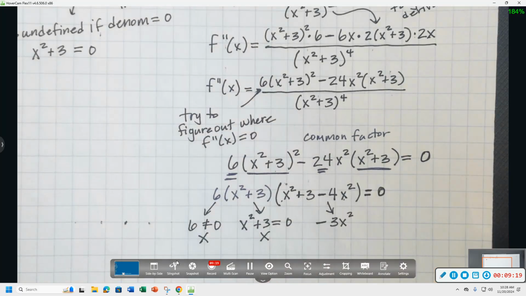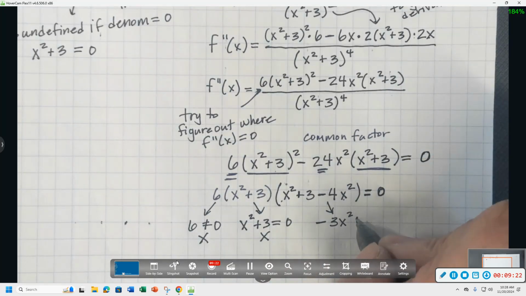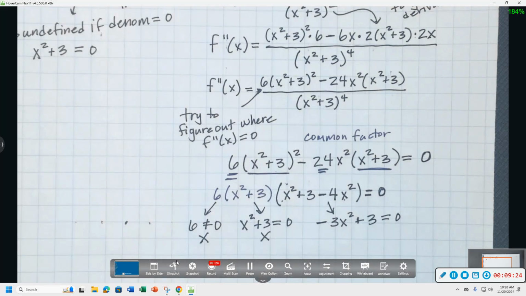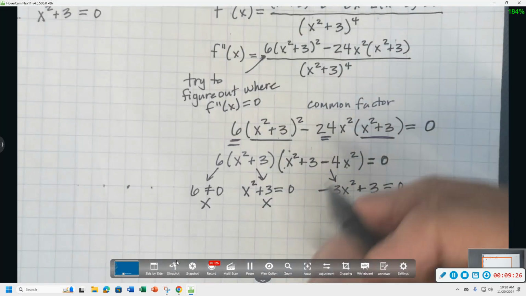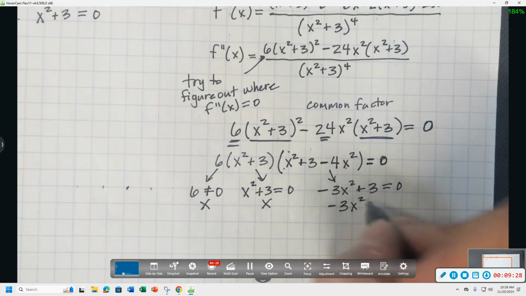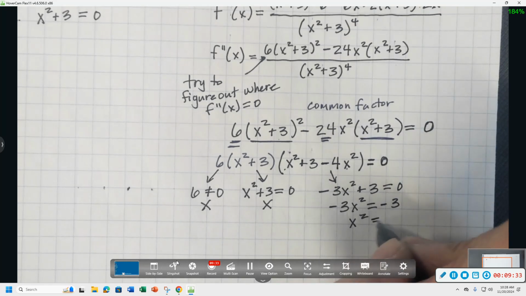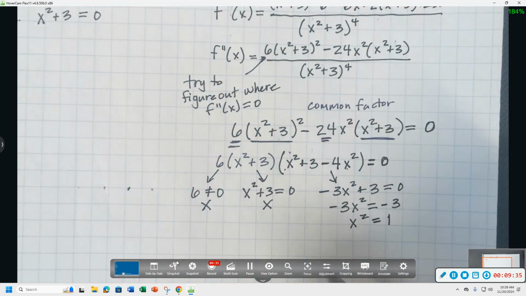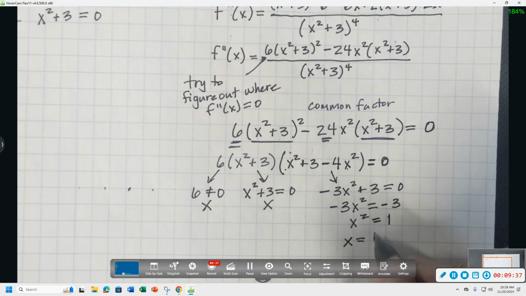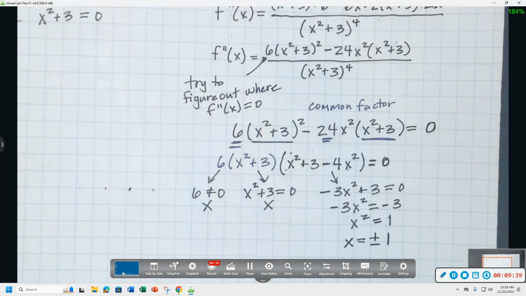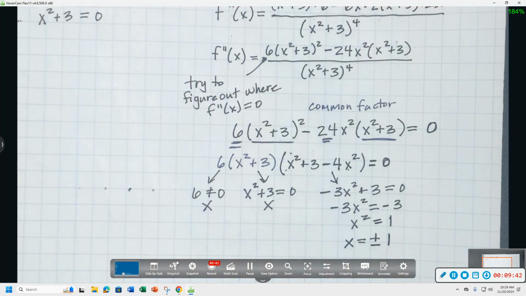Here, I've got negative 3x squared. I'm adding the x squared and then minus 4x squared. Plus 3 equals 0. So I get negative 3x squared equals negative 3. Divide by negative 3. So I get 2 locations, plus or minus 1. I get 2 locations where my second derivative is 0. These are possible transition locations for the second derivative where it could be going plus to minus, minus to plus.